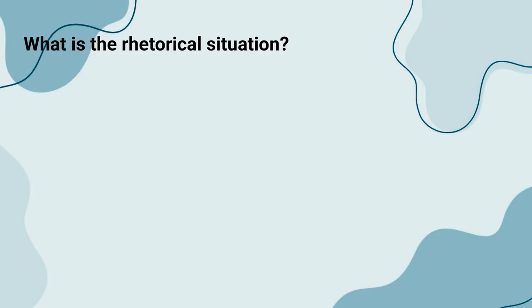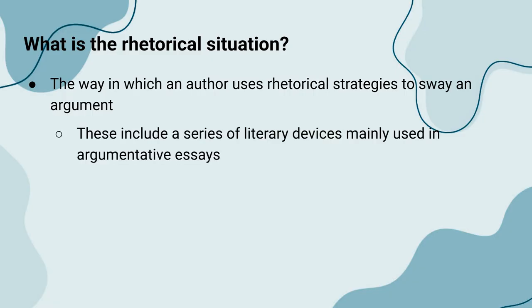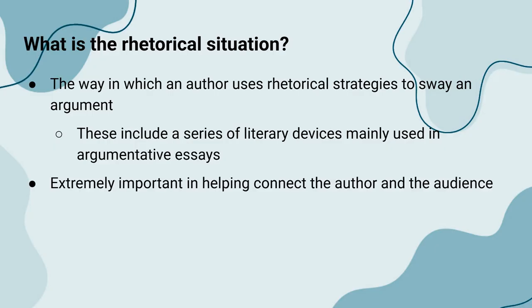So what is the rhetorical situation? This is our Unit 1. This is the way in which an author uses rhetorical strategies to sway an argument. Again, this is rather simple. This includes any literary devices used in argumentative essays. The rhetorical situation is an idea you'll see in pretty much everything you ever read. However, it's mainly used in arguments, or it's more commonly pointed out and studied in arguments compared to other things. The rhetorical situation is always used, but it's more common in arguments because it's easier to pick out.